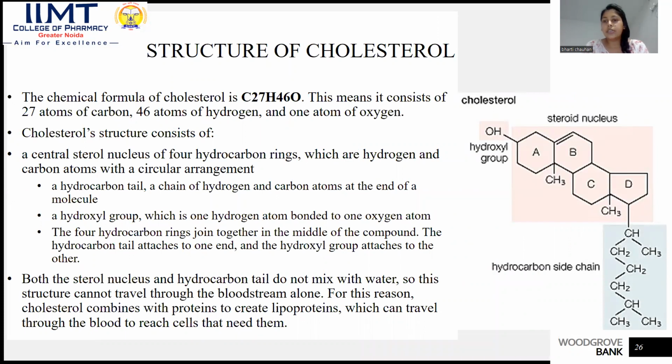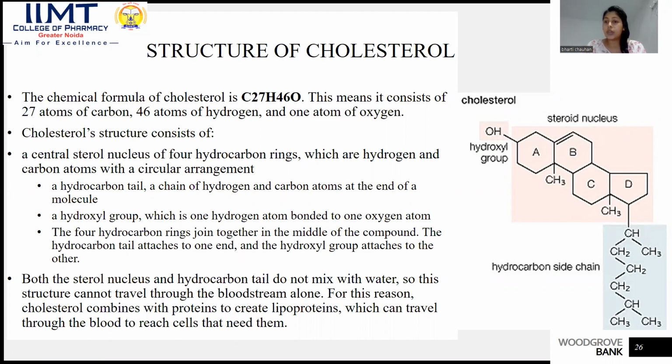Next, the structure. You can see here, it has three parts, right? First is the steroid nucleus. That is why it is in the class of steroid molecules. It contains 4 rings, 3 six-membered and 1 five-membered. This is a hydrocarbon side chain, and this is the hydroxyl group, which is attached to a ring of the steroid nucleus. The chemical formula I have already discussed with you. It contains 27 atoms of carbon, 46 atoms of hydrogen, and 1 atom of oxygen in its structure.